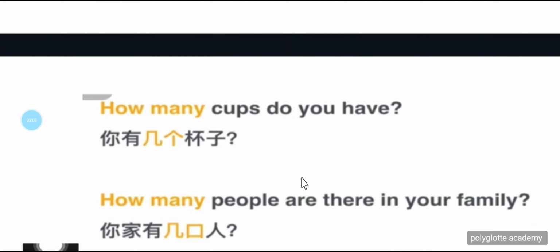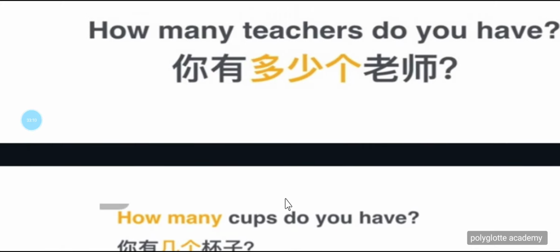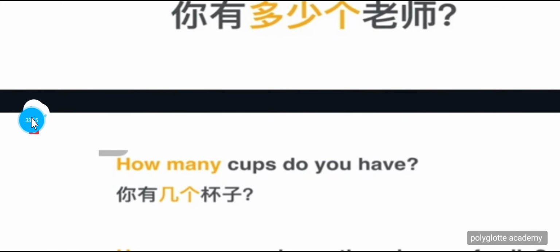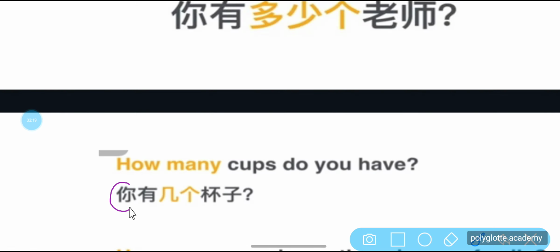Very good. So for the next case, we have this sentence, this phrase, 你有. 有 here is the verb to have. 你有几个杯子? 几 is how many. 你有几个杯子? 杯子 here is a cup.